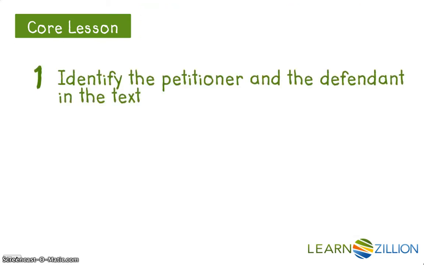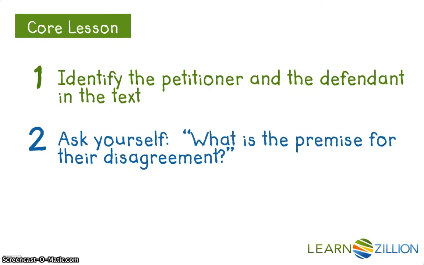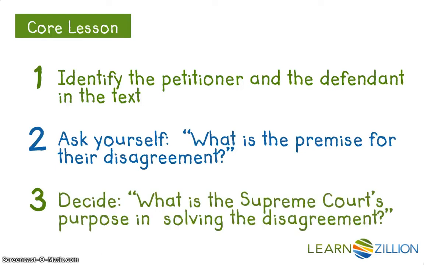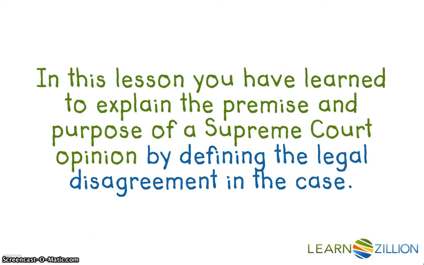First, we identified the petitioner and the defendant in the text. Second, we asked ourselves, what is the premise for their disagreement? And third, we decided, what is the Supreme Court's purpose in solving this disagreement? In this lesson, you have learned to explain the premise and purpose of a Supreme Court opinion by defining the legal disagreement in the case.